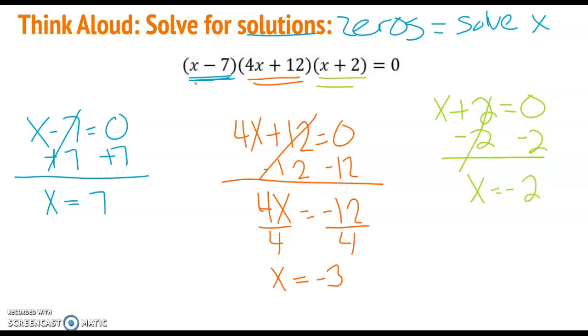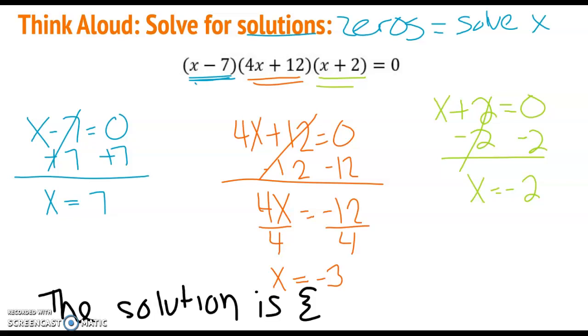At this moment, it told me to solve for my solutions. And remember, solving for solutions or solving for zeros means that I'm going to be solving for my x value. I did that. My last thing I need to do is to put it in a statement. So far, I have the solution is, and I want to list my x values from smallest to the largest number. My smallest number is this negative 3, so it's going to go first. And then it's this negative 2. And then it's this positive 7. I need to put them into curly brackets because that tells me that I just solved for x. So this is how I solve for solutions.